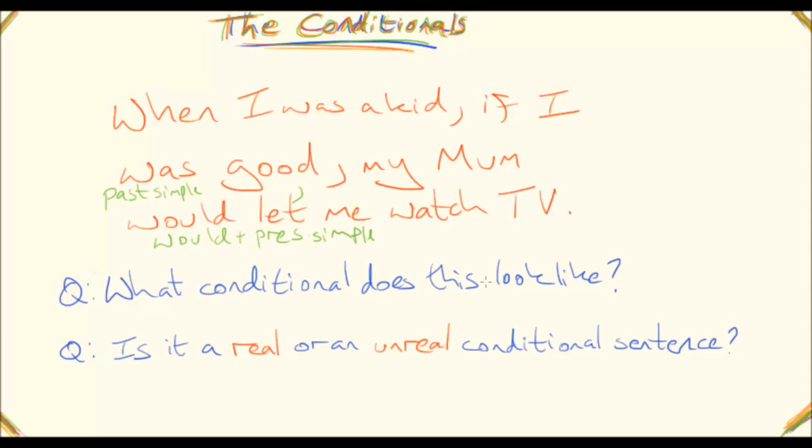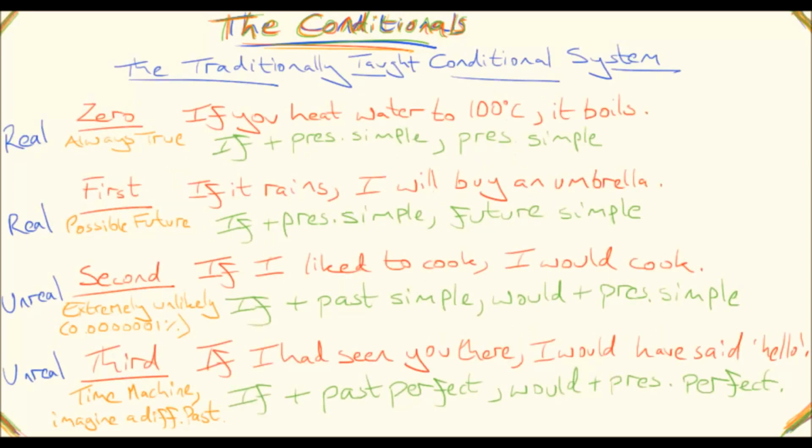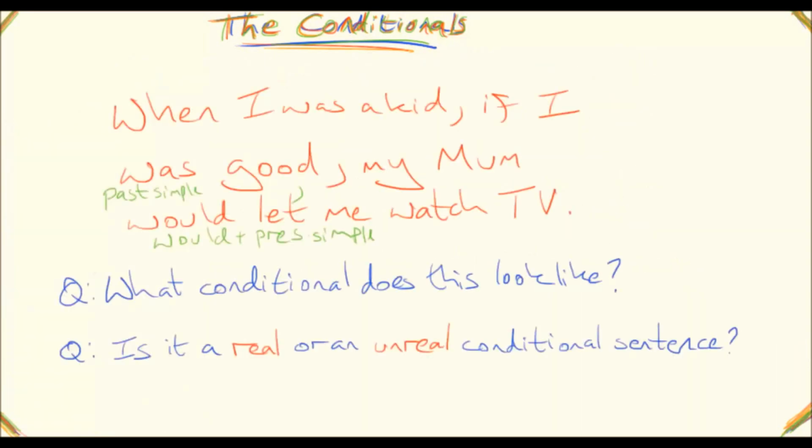So it looks like, if we just re-explore our traditional system: if second conditional, if plus past simple, would plus present simple. Okay, so we know what's happening there. Let's go back to it. So it looks like second conditional.